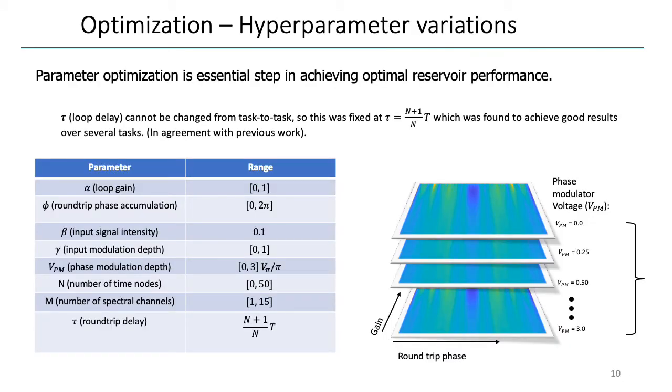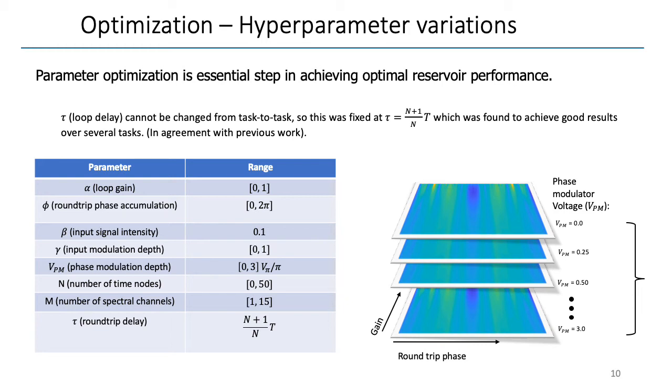An important aspect of reservoir computers is that the performance can vary dramatically with tuning of the system hyperparameters. This table displays the various system parameters of the photonic reservoir computer that can be varied, as well as their nominal ranges. In order to achieve optimal performance on a particular classification or time series prediction task, we must optimize over all of these parameters.